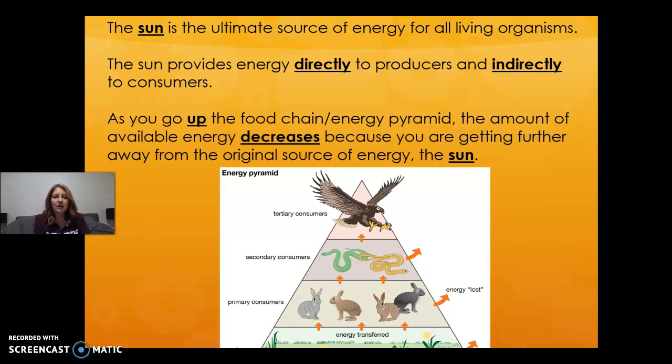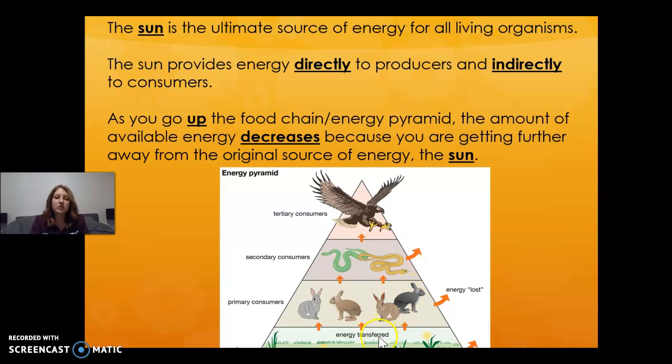A very big thing is we know the sun is the ultimate source of energy for all living things. At some point, all energy on Earth came directly from the sun. The sun provides the producers down here at the bottom of our energy pyramid with energy directly, right? Whereas the consumers, whether primary, secondary, or tertiary, get their energy indirectly from the sun.